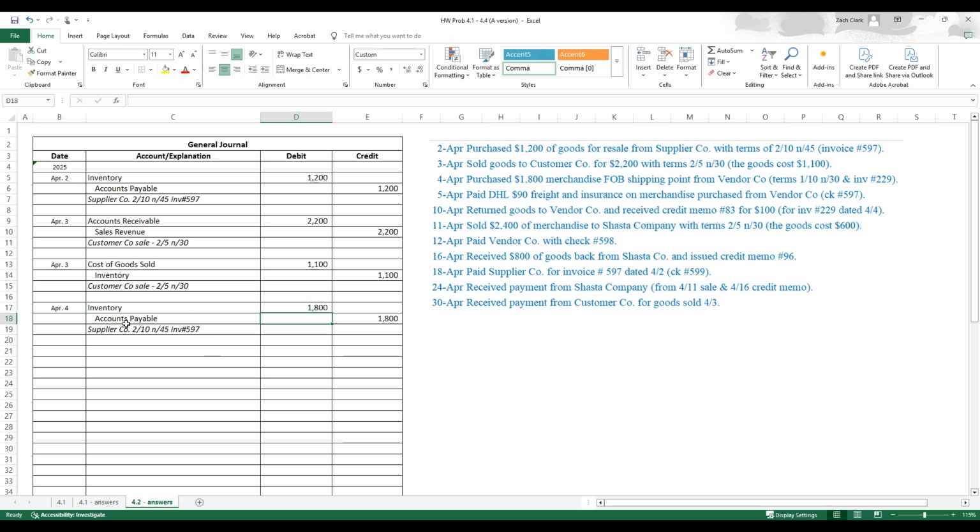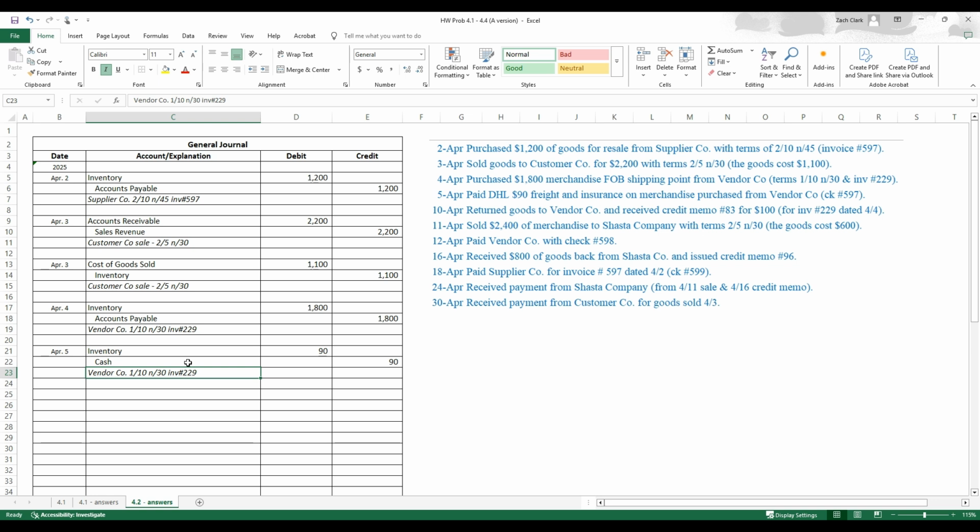So $1,800 is what we're paying for the merchandise, and we're on Vendor Co. It says 1/10 net 30. So we'll update the terms here. Invoice 229. Okay. And then we have a secondary part of this transaction to pay for the freight costs. And again, remember, we're going to record our incoming freight as inventory. This one says we paid it, so we're going to have cash instead of accounts payable.